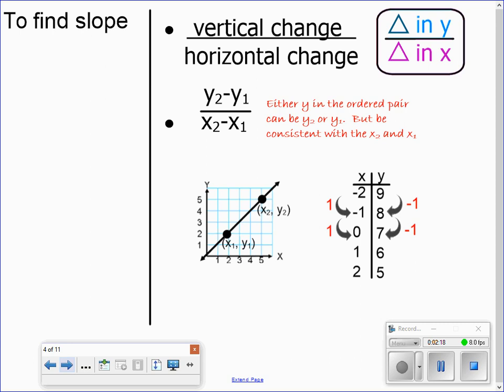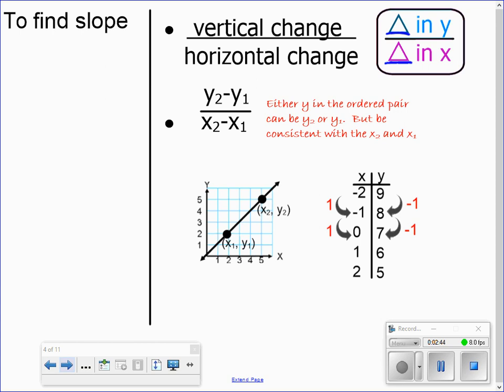Now you see in the corner here we have this triangle y and triangle x. This triangle means change in, it's our delta symbol, but it means change in y over change in x. It's a shorthand way of writing the change in y over change in x. This change in y over change in x is where we get our formula for slope, which is y2 minus y1 over x2 minus x1.